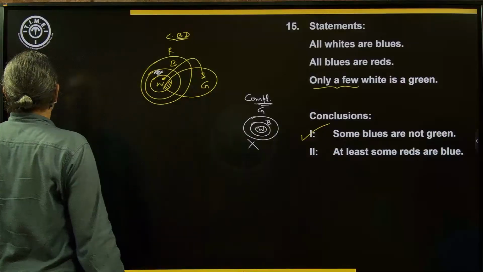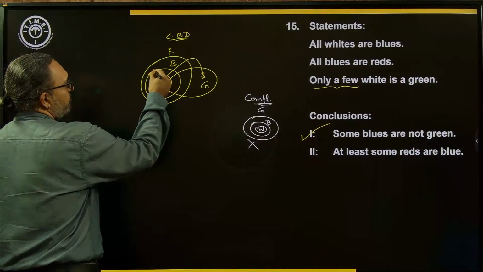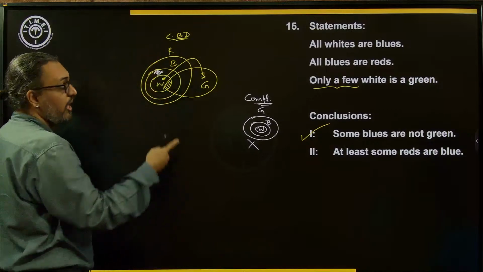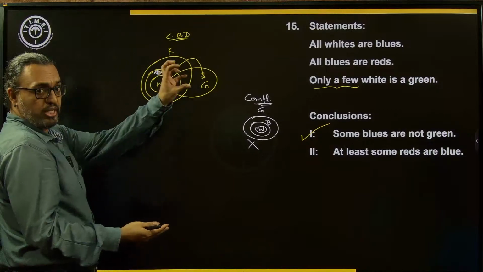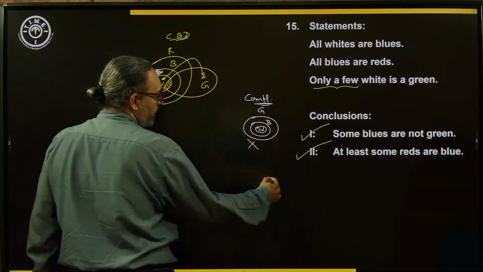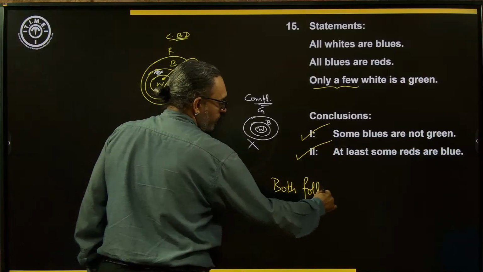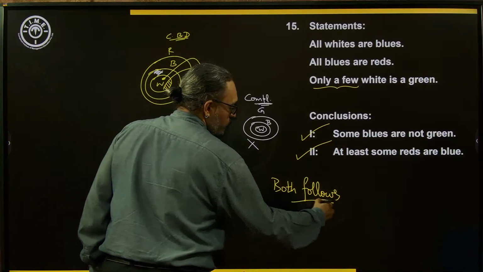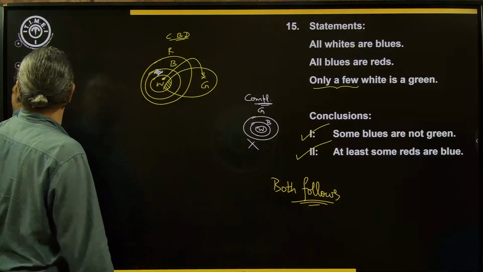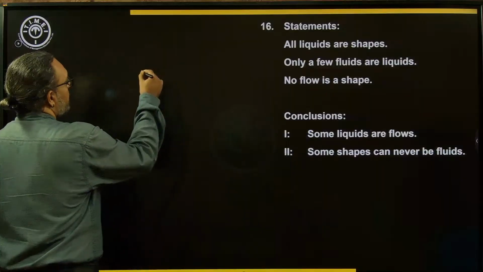Check here. Can I have some red or blue? Yes. See, look at this same white shaded portion that I had here. Are they also coming inside red? Yes. Are they coming inside blue? Yes. So there are at least some red that are blue? Yes. So I can say both follow. Both follow. Fifth option. Correct? Right. Then next.